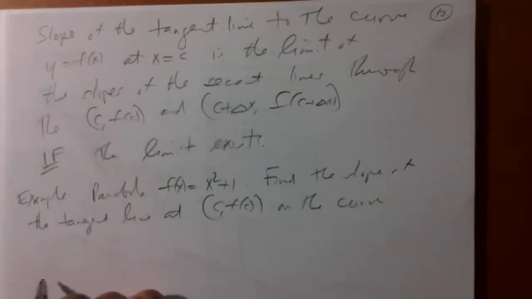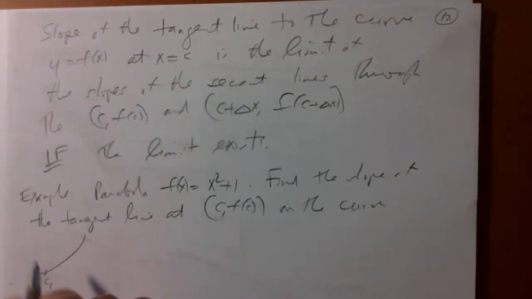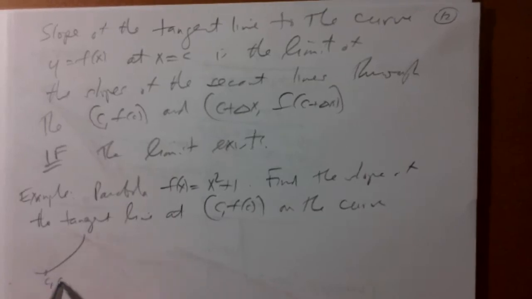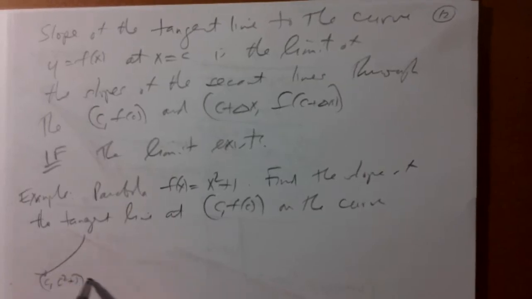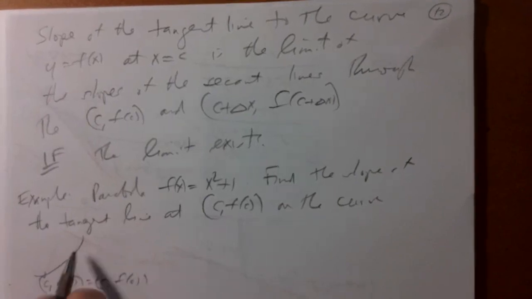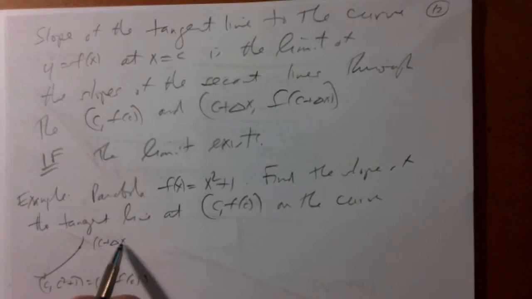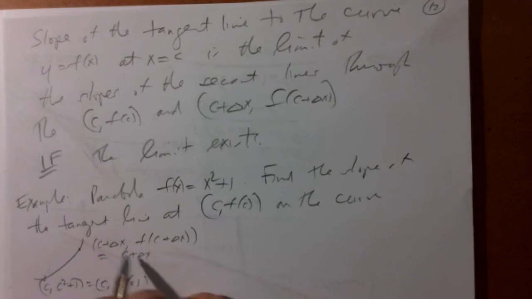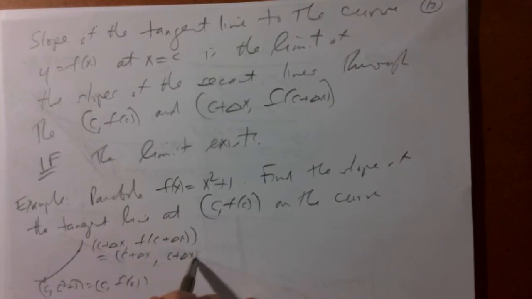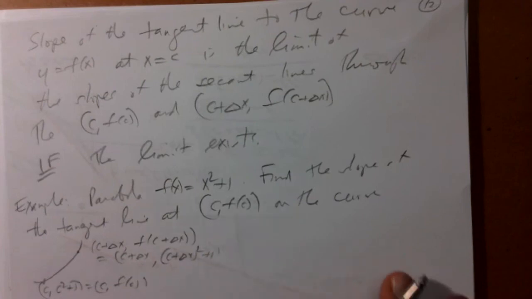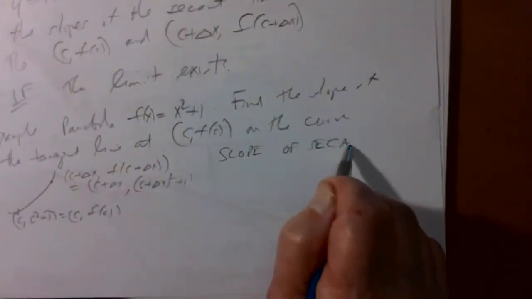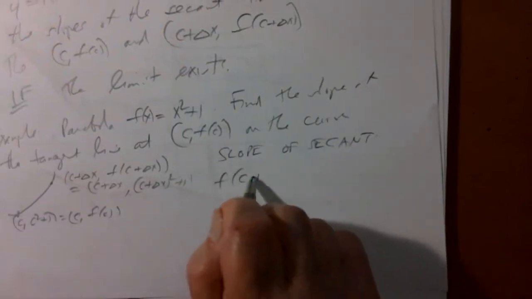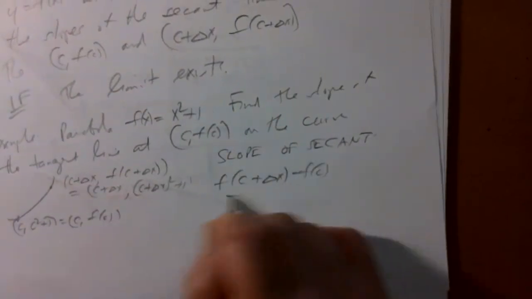So here's C, and f of C is C squared plus 1. And here we have C plus delta X, and f of C plus delta X, which is C plus delta X squared plus 1. So what is the slope of the secant? It's f of C plus delta X minus f of C over delta X.